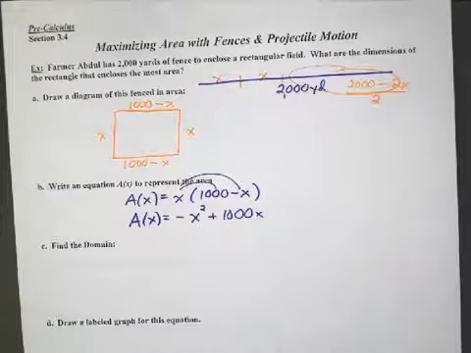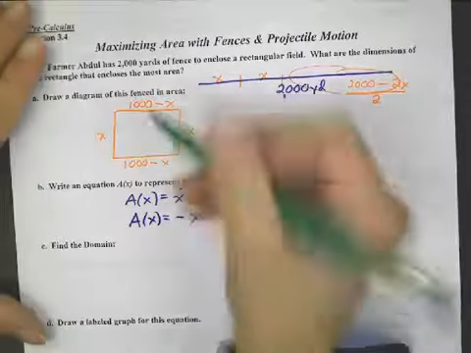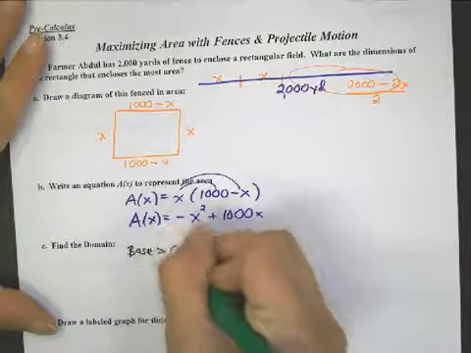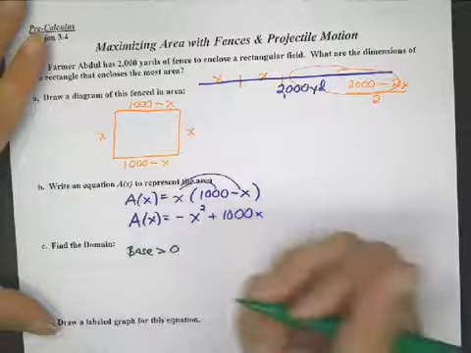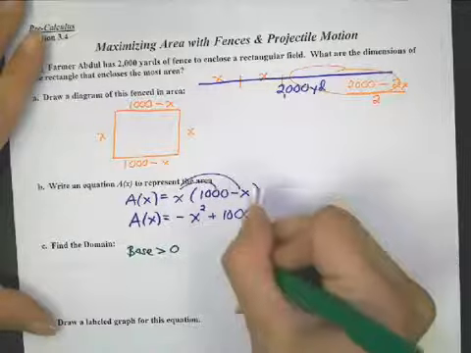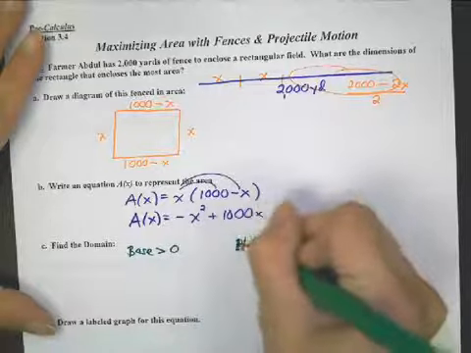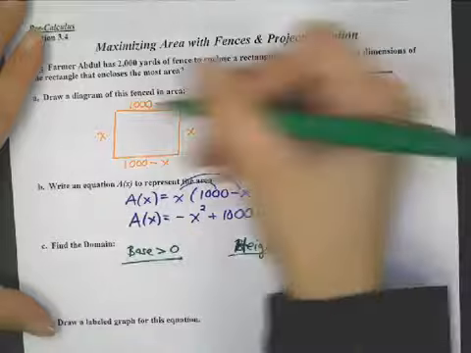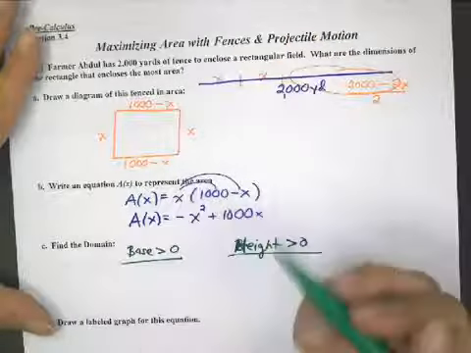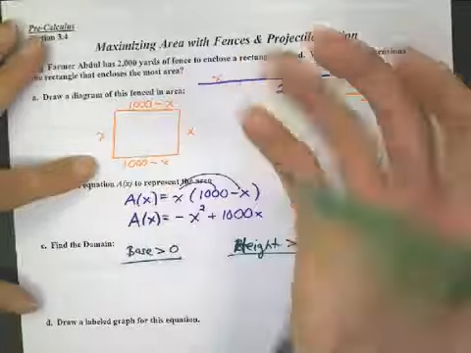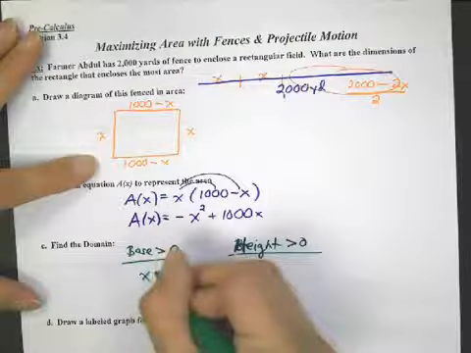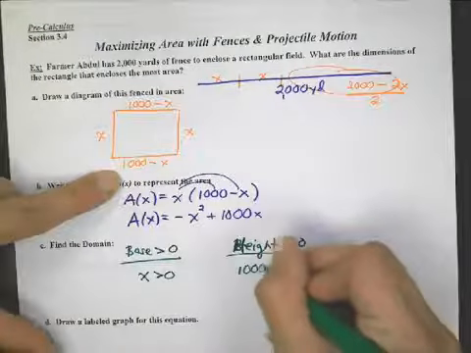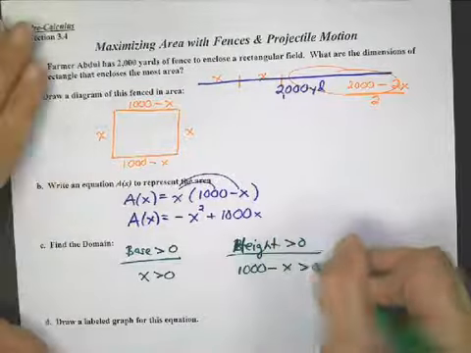Finding the domain. We studied this last chapter, so the technique is going to be the same. For this rectangle to exist, I need the base to be more than nothing. Can't have 0 base. It wouldn't be a rectangle. And of course, you have to have the height be more than nothing. Okay, so take a look at the rectangle, and it doesn't matter what order you do this in. Some people always grab X for the base. So X is greater than 0, and then the other dimension, 1,000 minus X, has to be more than 0.